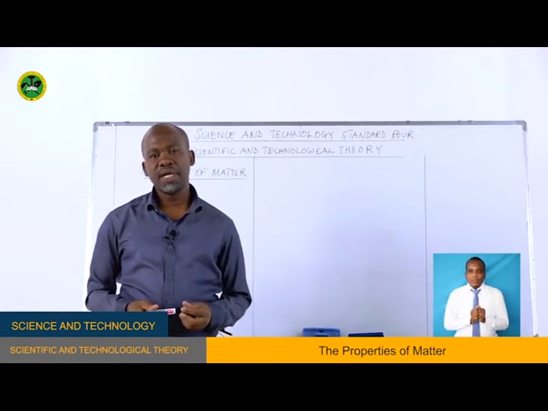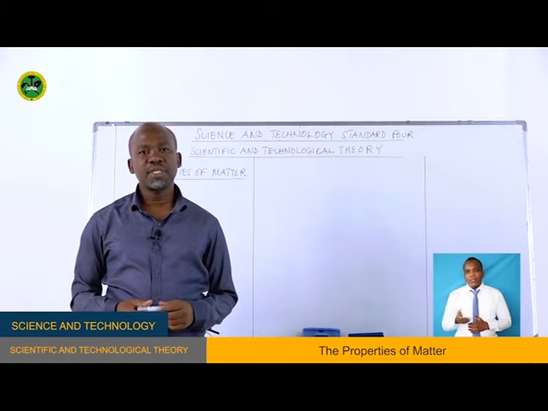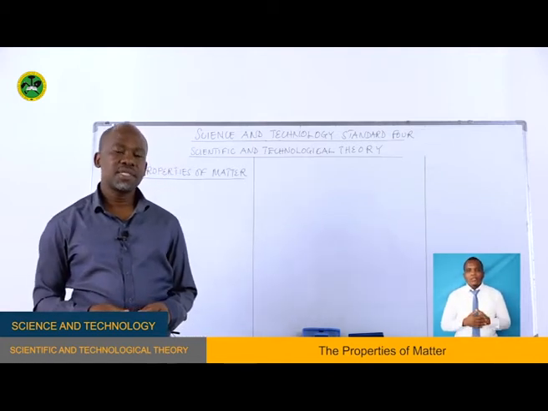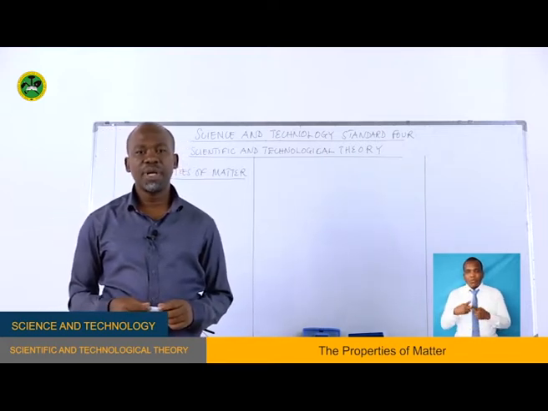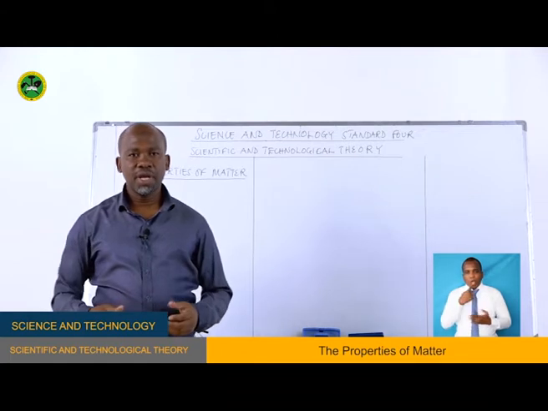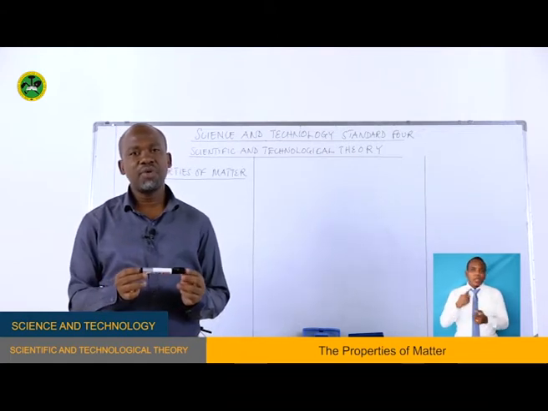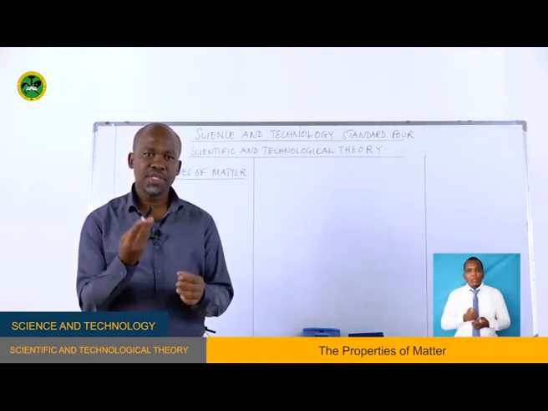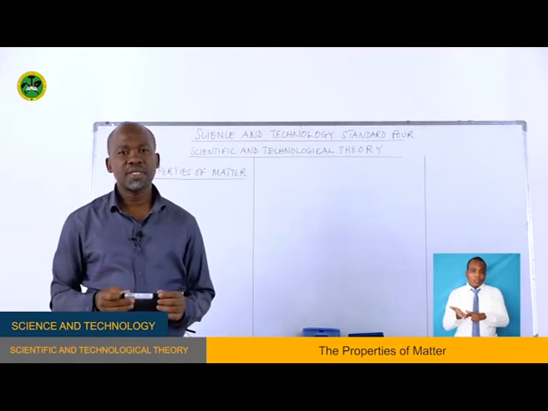What is matter? Matter is anything which occupies space and has mass. Since we saw so many examples in our environment, for example, here I have a board marker. This is an example of matter. Why? Because it occupies space, just like in my hand, and it has mass.